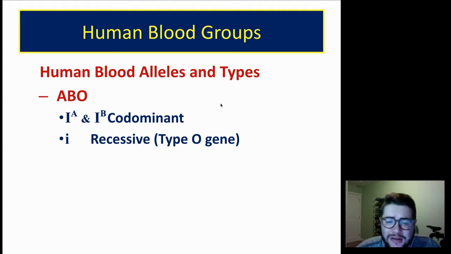Human blood typing is another classical example, and we'll do some practice with this next week. But for human blood types, there are 3 alleles, where there is an allele for A blood type, an allele for B blood type, and an allele for O blood type. And A and B are both dominant, and O is the recessive allele.